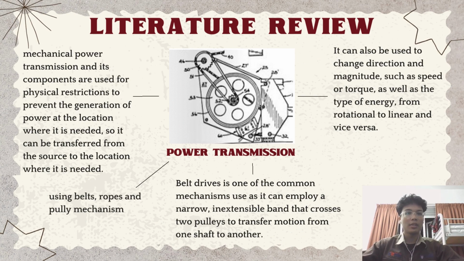Assalamualaikum and hi, my name is Muhammad Adib and now I will present about the literature review. First of all, there are several types of mechanical power transmissions such as shafts and couplings, power screws, gears and gear trains, brakes and clutches, belts, ropes and pulleys, and chains with sprockets. The rowing machine that we test is using a belt, rope and pulley mechanism.